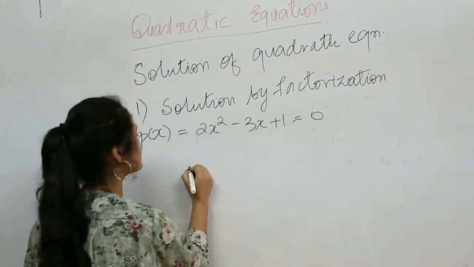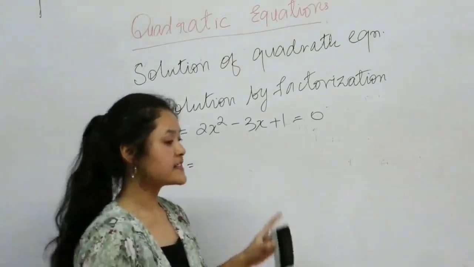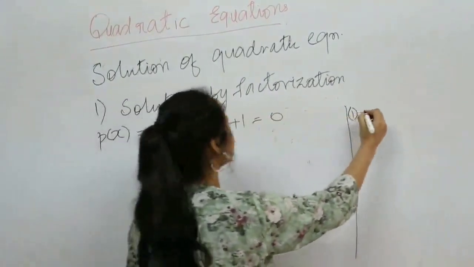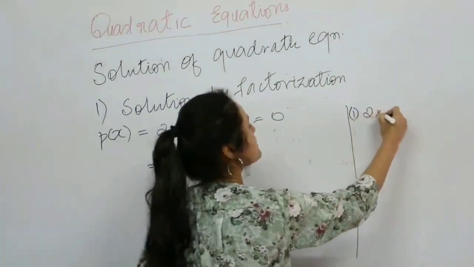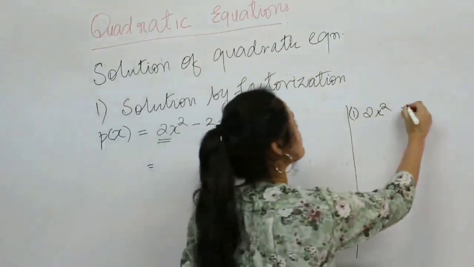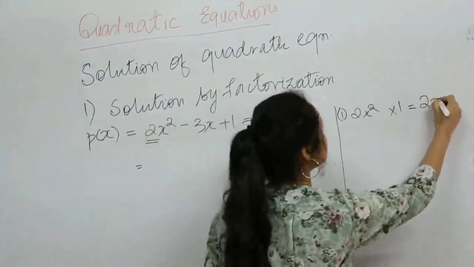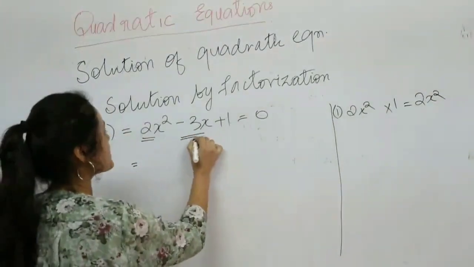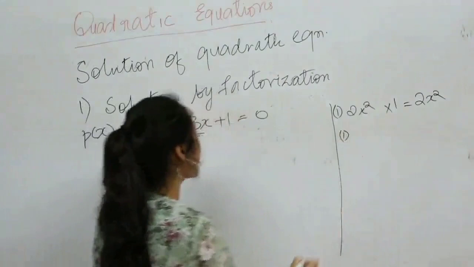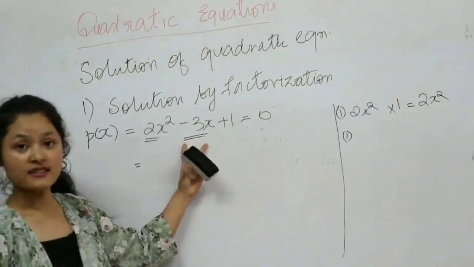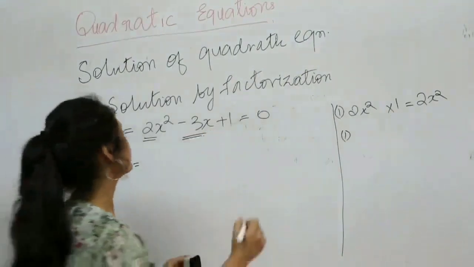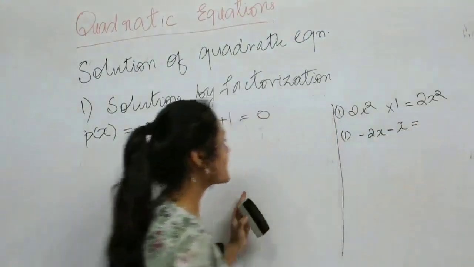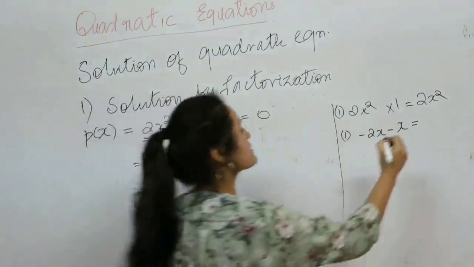How to split the middle term? First step, you take the coefficient of x squared, the first term 2x squared, and you multiply it with the constant term. What do you get? 2x squared. Now take the middle term, minus 3x. I need to find two numbers which, if I add them, I will get minus 3x. If I take, say, minus 2x and minus x, what will I get? I'll get minus 3x.